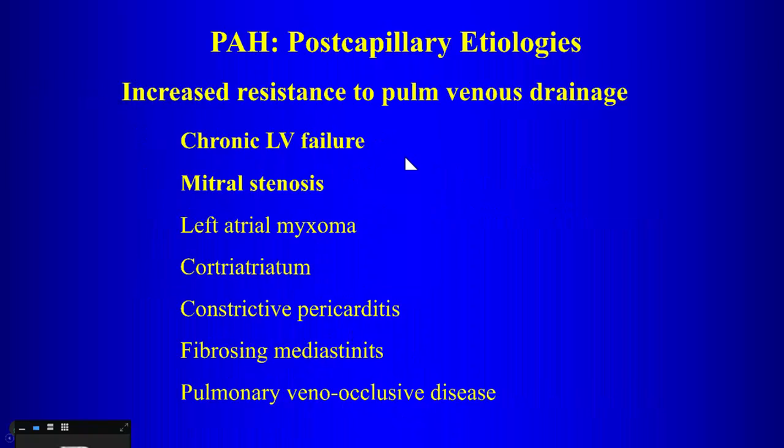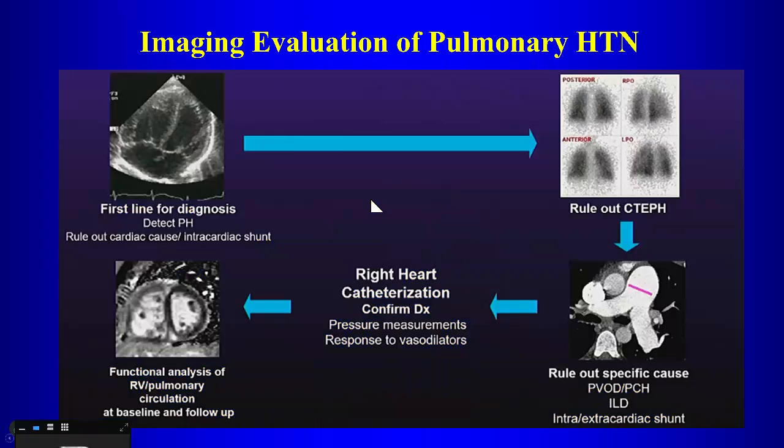And then the last category is things that cause pulmonary venous hypertension. So these are post-capillary causes. Chronic left ventricular failure, mitral stenosis, these are the most common diseases in this category. Then there are others that are less common, but these are the most common. So in these cases, you'll have pulmonary venous hypertension, and then that secondarily results in pulmonary artery hypertension.